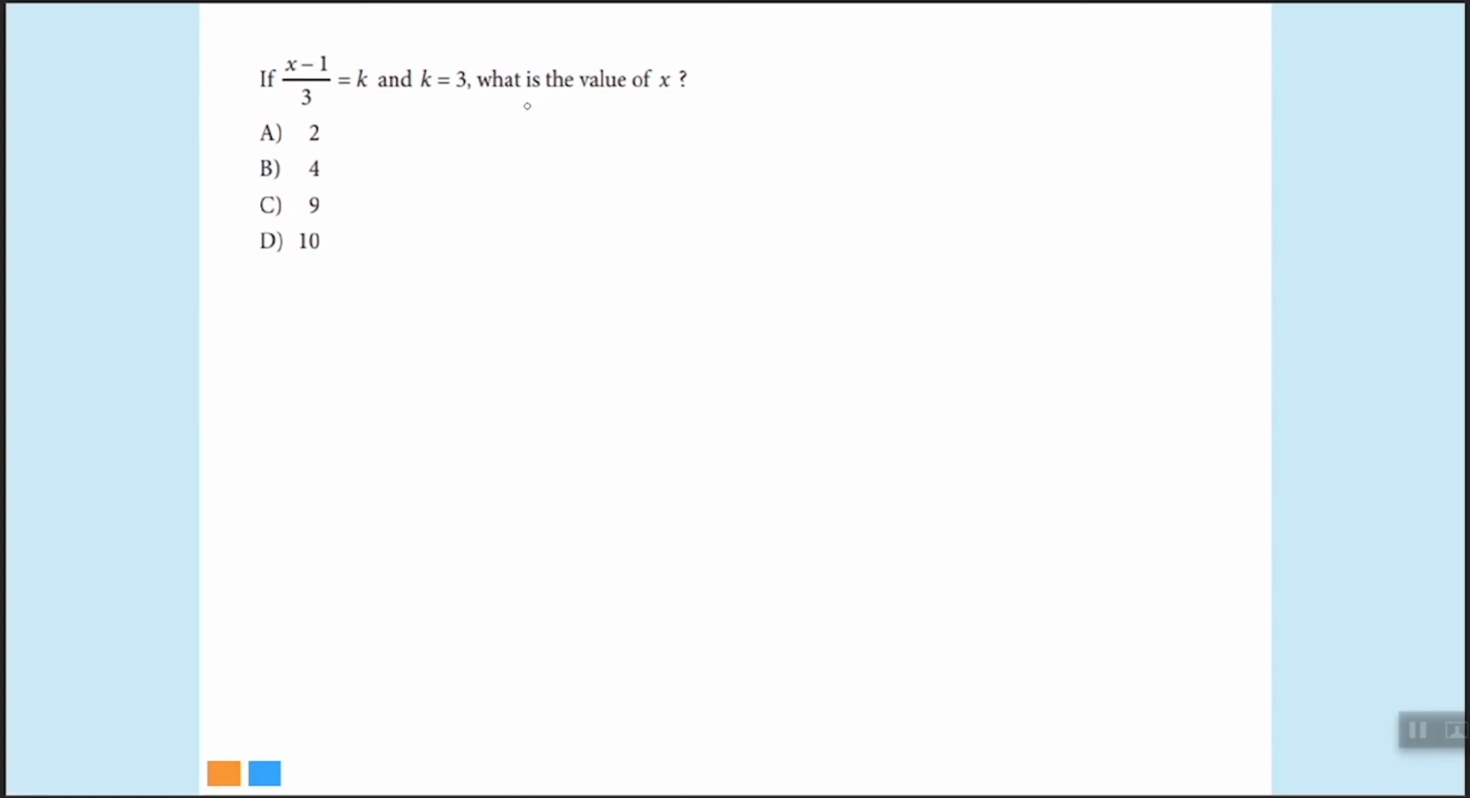The first thing we're going to do here is look at what the question is asking of us. That's going to be at the very end. What is the value of x? All right, so where is this x coming from? Well, we have this equation: x minus 1 over 3 equals k. Whenever you're given an equation, most of the time you're going to have to use it to either change it or plug something in or both. And then what's the last piece of information?